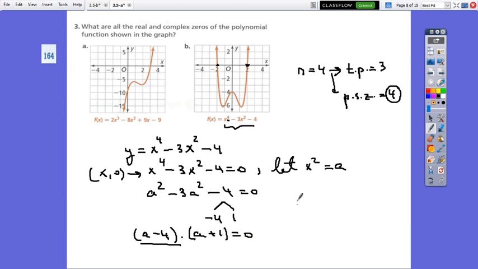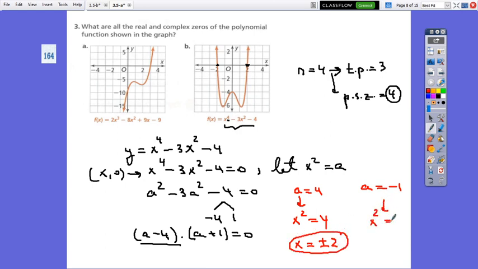From the first factor, a equals 4. And from the second one, a equals negative 1. A came from x squared, so x squared equals 4. And from here, taking the square root on both sides, x equals positive or negative 2. From the second one, x squared equals negative 1, square root on both sides, x equals positive or negative i. So as you can see, two real zeros and two complex. So these ones are not x-intercepts. And this is what we can see in the graph.